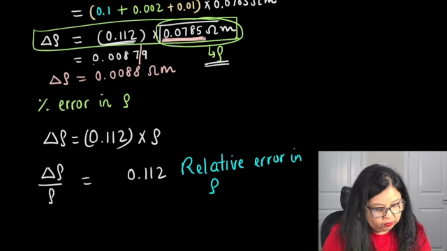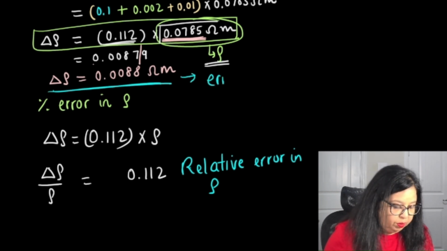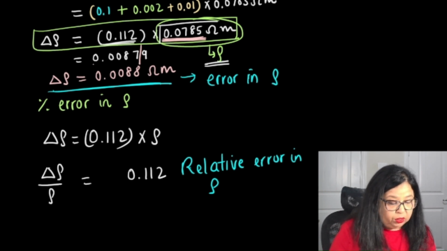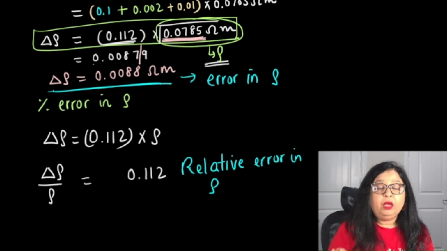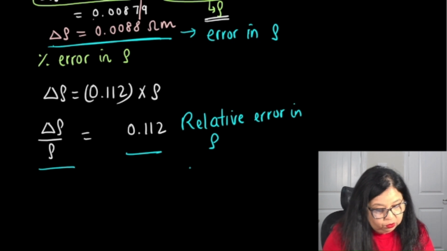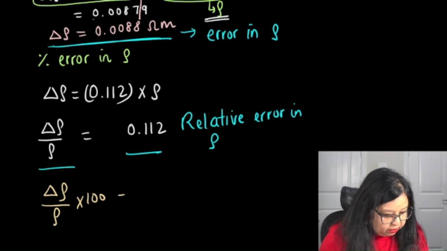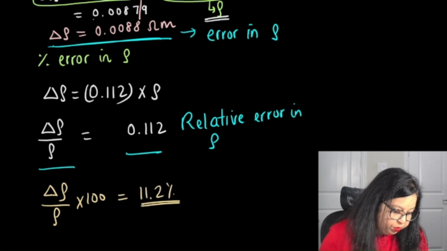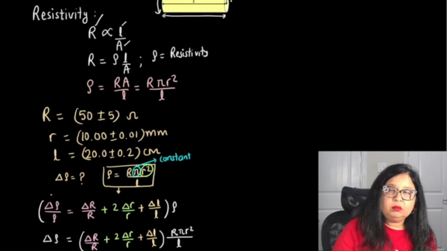Okay. While this over here, delta rho, was simply the error or uncertainty in rho, where rho is the resistivity. Now how do you figure out the percentage error or the percentage uncertainty in rho, the resistivity? Simply by multiplying this by 100. That gives you delta rho over rho times 100 equals 11.2%.